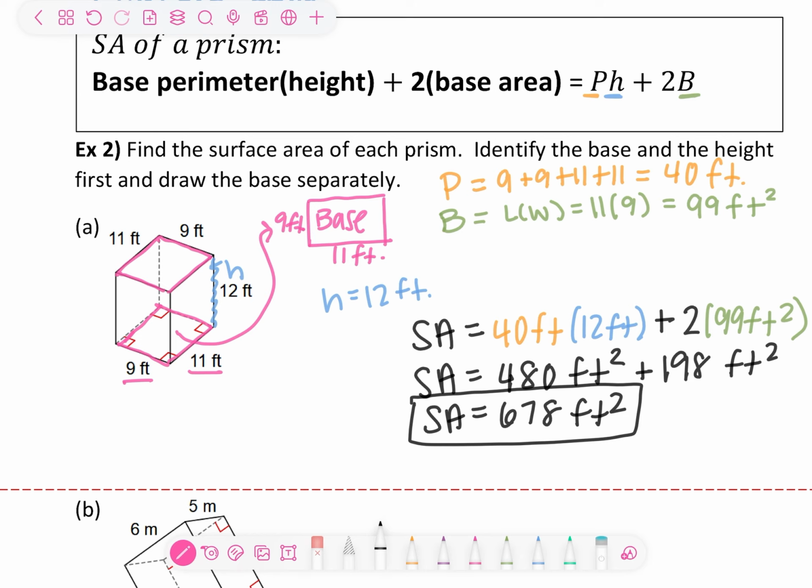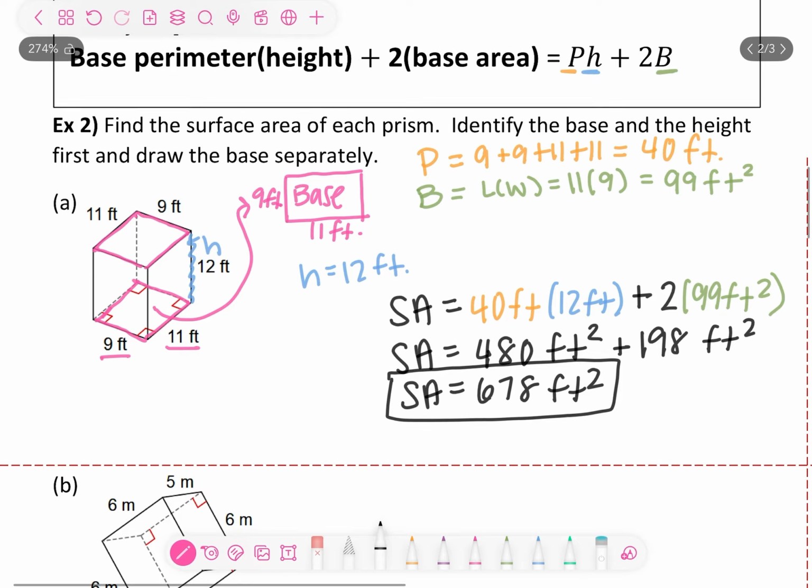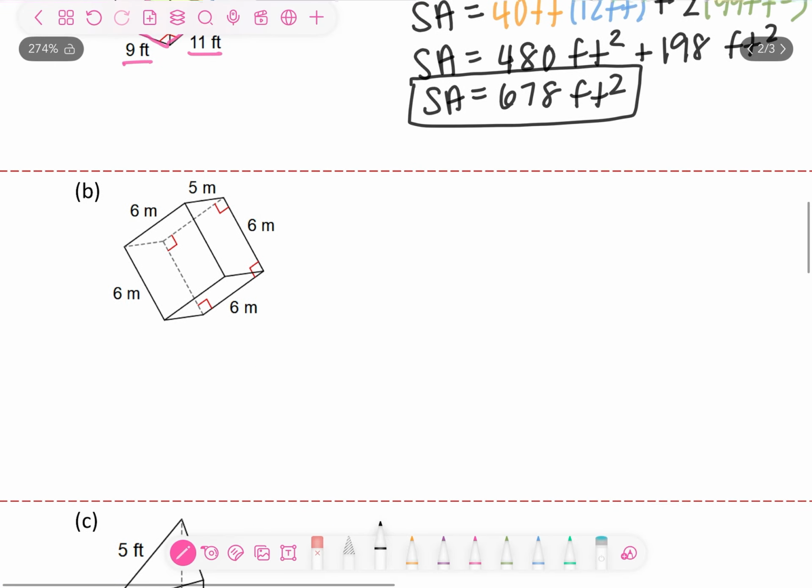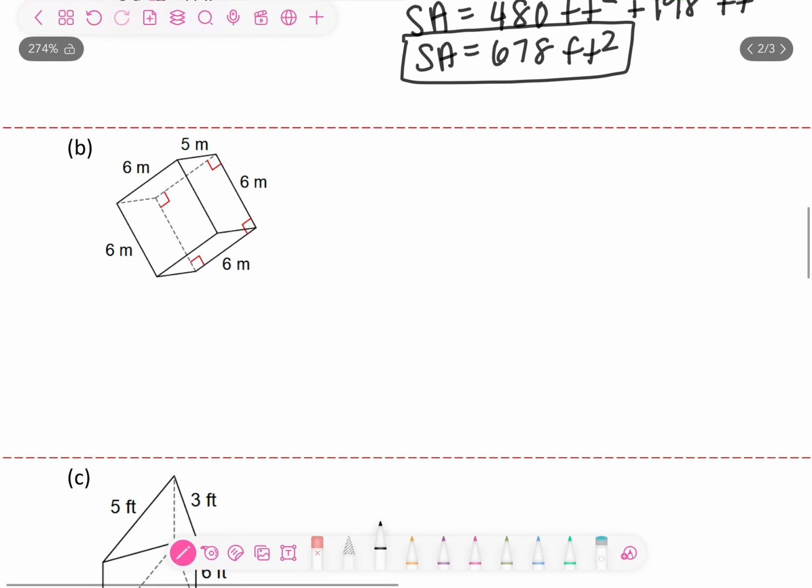You might want to pause the video and try it out, see if you can do it. All right, first things first, we're going to figure out which is the base, and we're going to draw that separately. So it looks like, based on my right angles, I'm going to go ahead and go with those ones. So it looks like my base is that 6 by 6 square. Okay, and then I have the base at the back and I have it at the front as well. So I actually have the base twice.